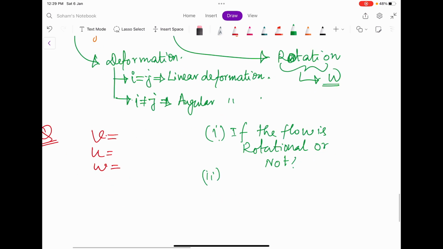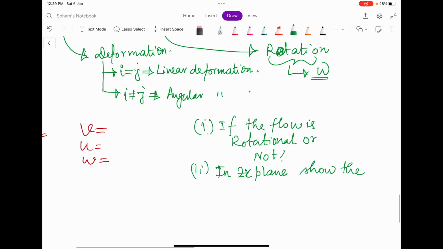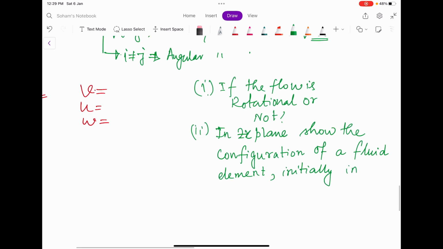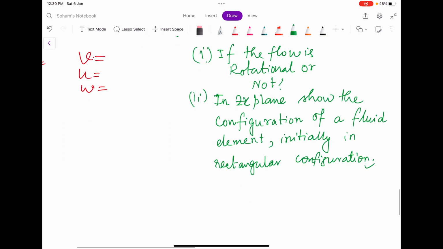My second question will be that maybe in the zx plane, show the deformation, or show the configuration of a fluid element initially in rectangular configuration. Okay, initially in rectangular configuration.